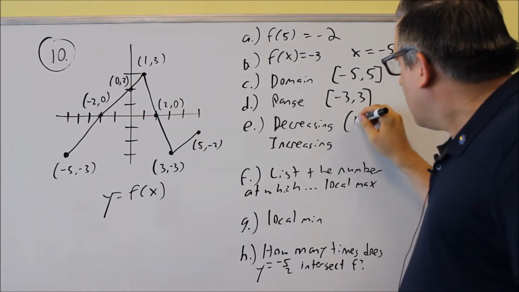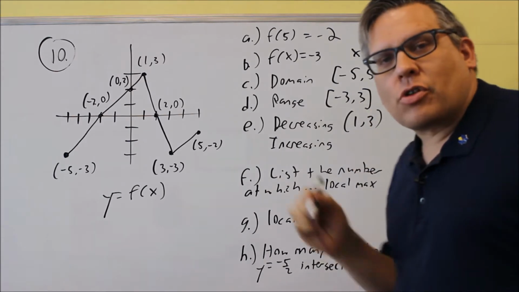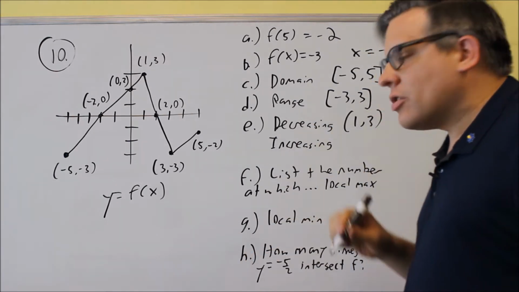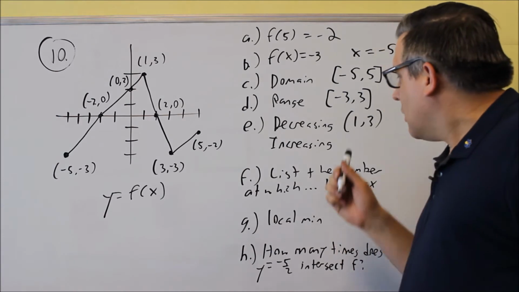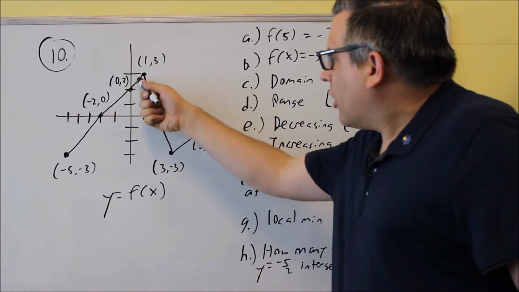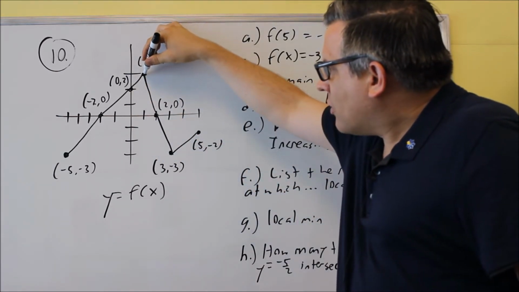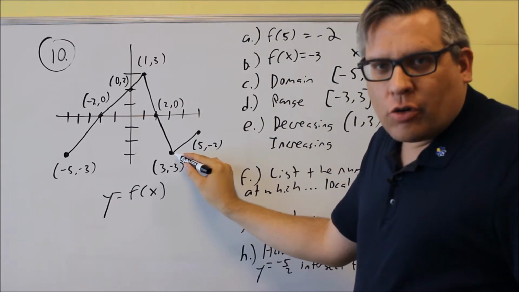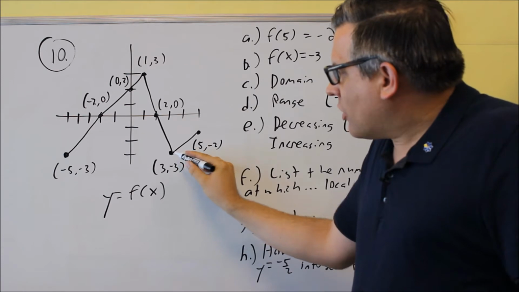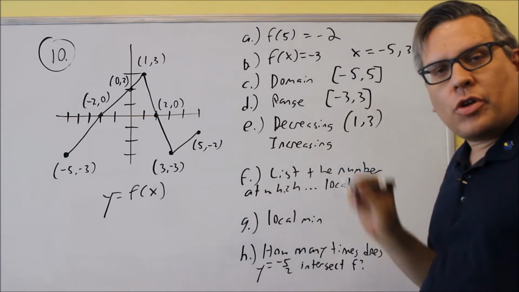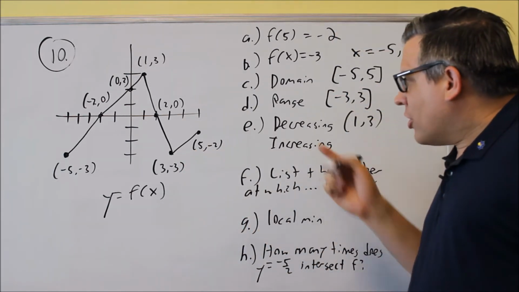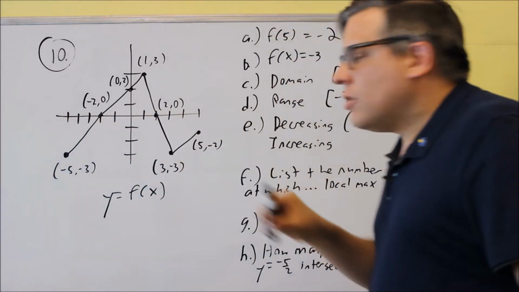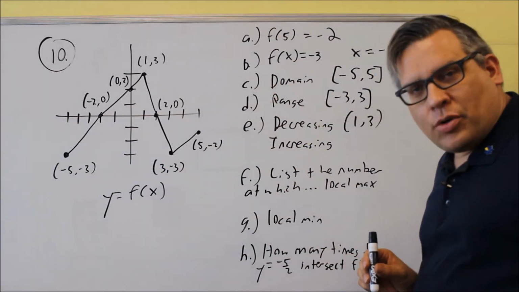So I'm going to put 1 to 3, and typically we're going to use parentheses on our increasing and decreasing intervals because the endpoints were right here at this peak, for instance, and then also down here, technically it's not increasing or decreasing at that point. So that's why we don't include the endpoints there, we just use parentheses. For increasing, as you move from left to right, you're looking for a part of the graph that's going uphill.